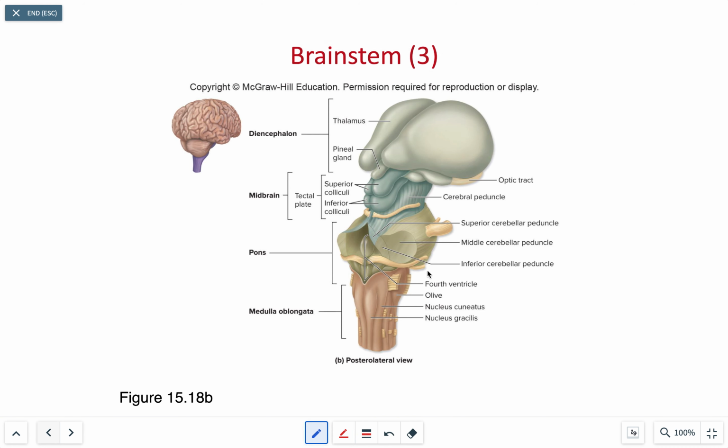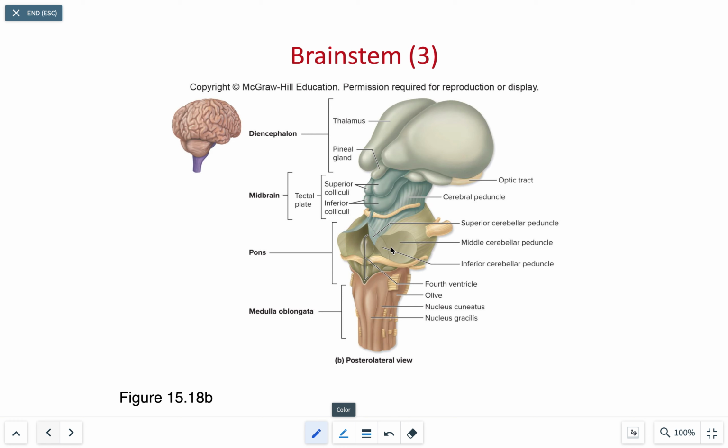Today's lecture will be on the brainstem. So the brainstem is a bidirectional pathway for all the tracts or axons extending from the cerebrum into the spinal cord to eventually the effector. In this area of the brainstem, it's divided into the diencephalon, which is composed of the thalamus and the pineal gland, the midbrain, which is divided into a tectal plate, the pons, and the medulla oblongata.